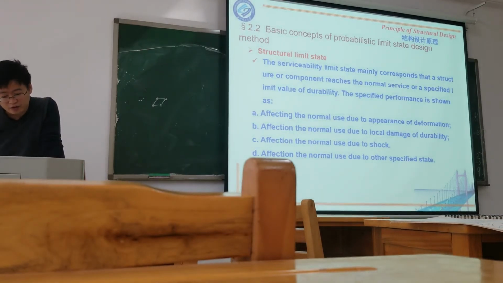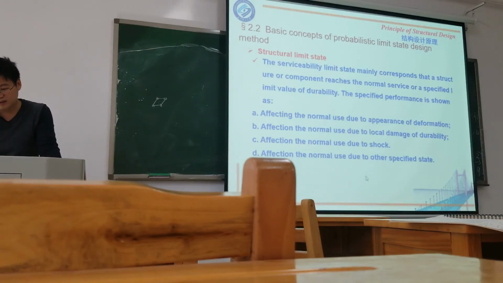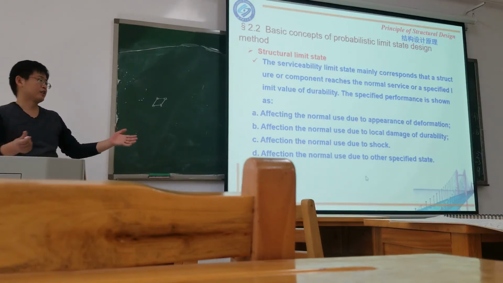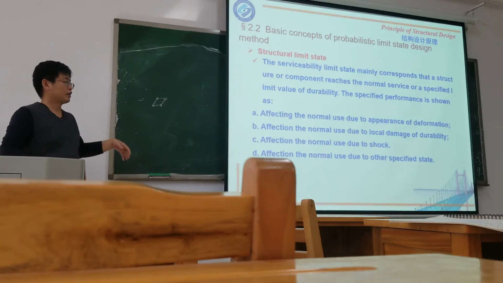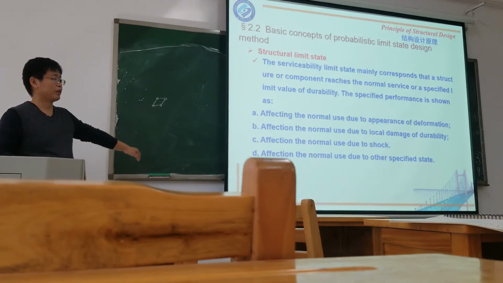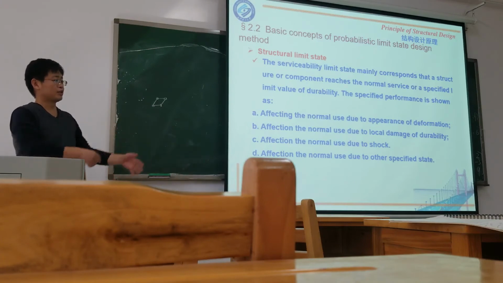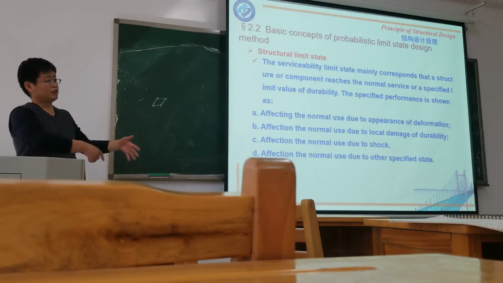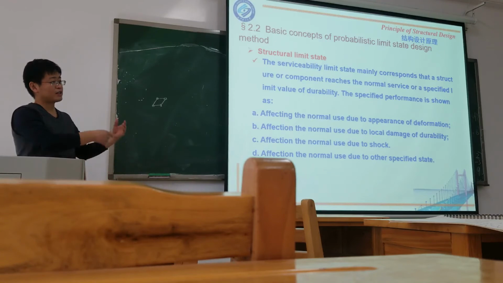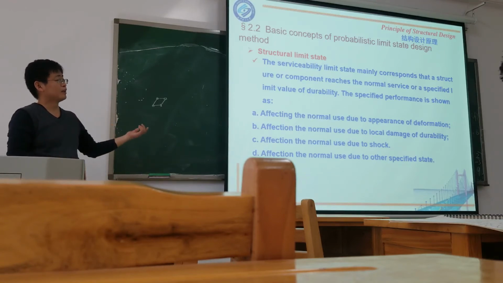Affecting the normal use due to the local damage or durability. Affecting the normal use due to shock. Affecting the normal use due to the other specified states. Just like on the bridge, maybe the handrail, some handrail breaks. That means for the pedestrians, this is not safe. That's some of the serviceability limit state.